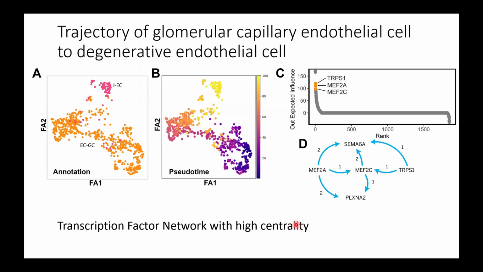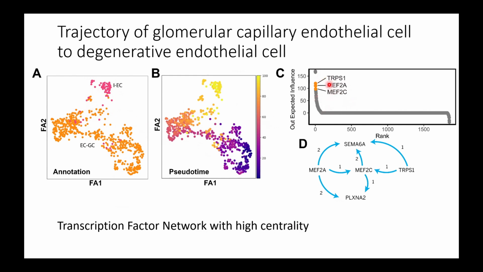So our next step, because we have that multi-omic data set, was to try to identify which transcription factors might be involved in the regulation of this transition, this loss of SEMA6A and PLXNA2, right? So we look at, this is a trajectory. We build a trajectory from this glomerular capillary to these injured endothelial cells, reproducing the process of injury. And with this, we built a transcription factor regulation network, essentially telling us what are the transcription factors that are regulating this transition.